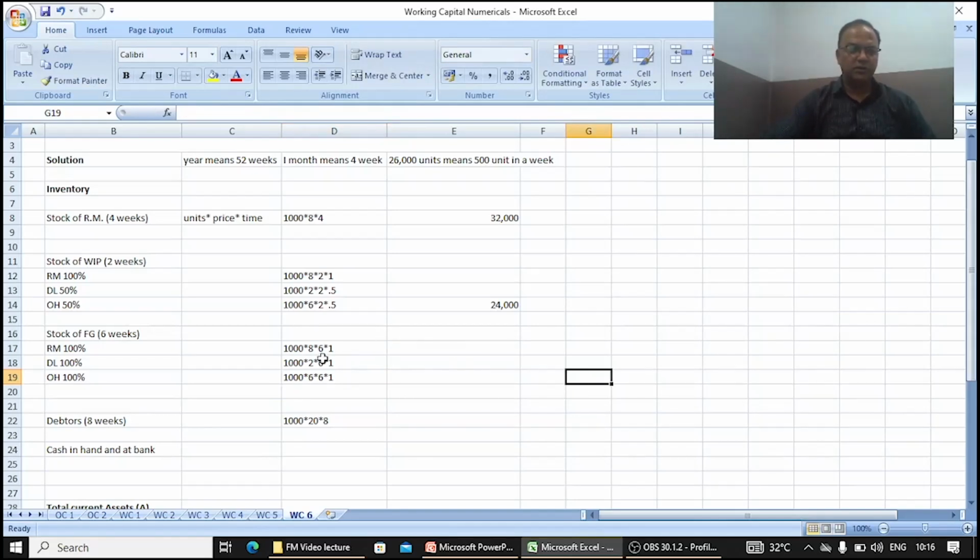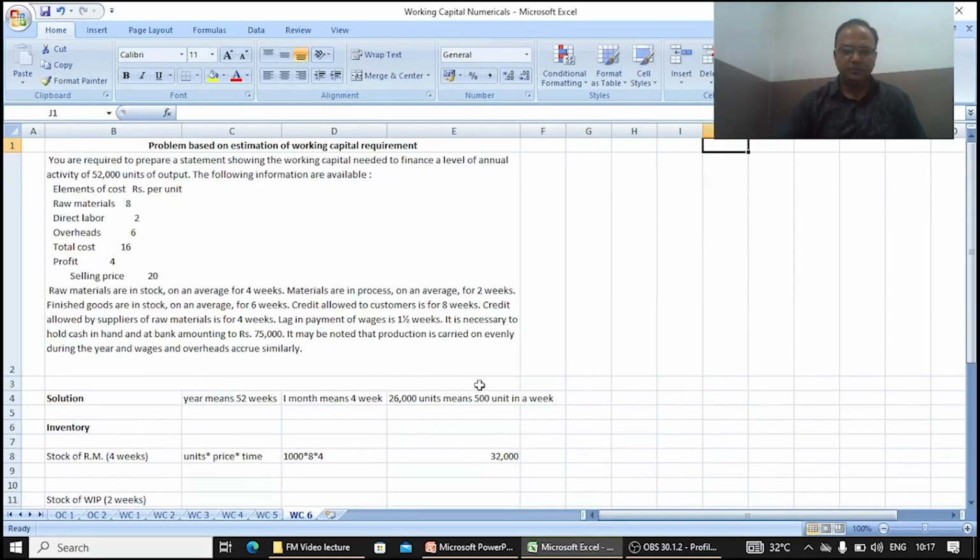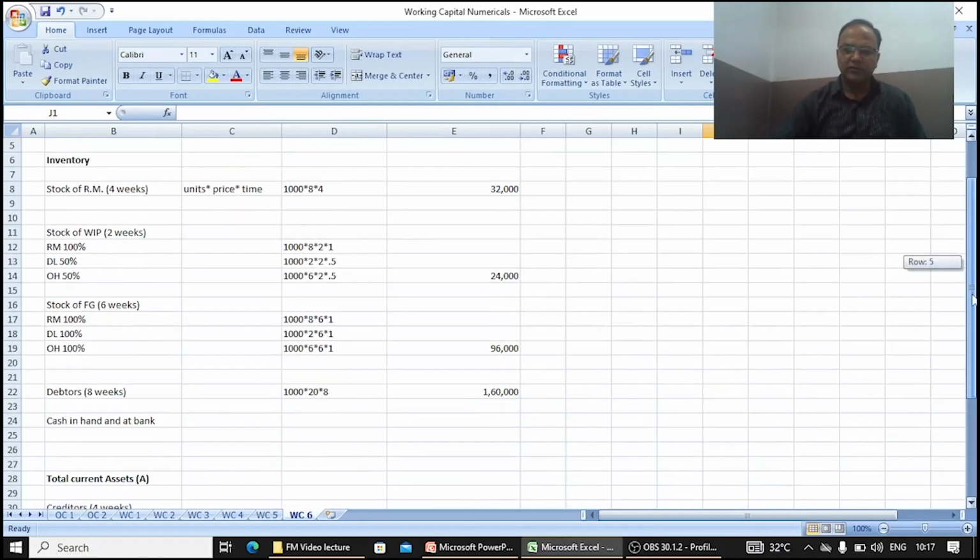Now total. 1000 into 20 into 8, 160,000. Cash at bank is 75,000.